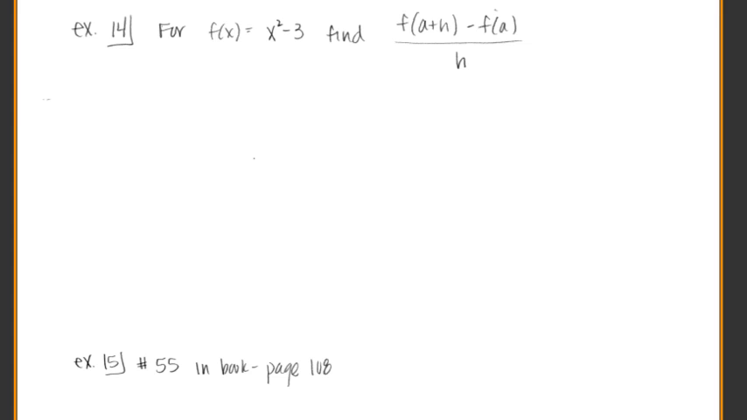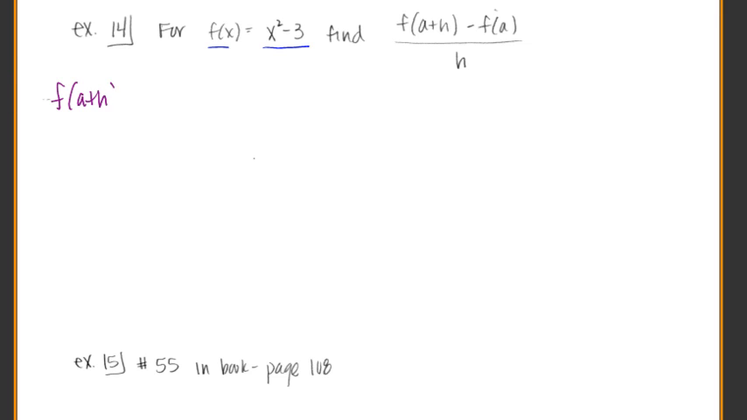Right, and working on our last few problems for this section, I have a function, f of x is equal to x squared minus 3, and I'm going to find several things. I'm going to find f of a plus h first, then I'm going to subtract f of a. Once I've got those, I'm going to divide the whole thing by h. So let's find the pieces first of all, and then we're going to put it together as one big thing.